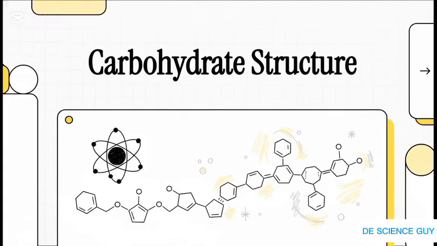In today's explainer, we are diving deep into the architecture of life itself, carbohydrates. We're going to build them right from the ground up, starting with single atoms and ending with the complex stuff that literally holds you together. It's a wild ride from fuel to form, so let's get into it.